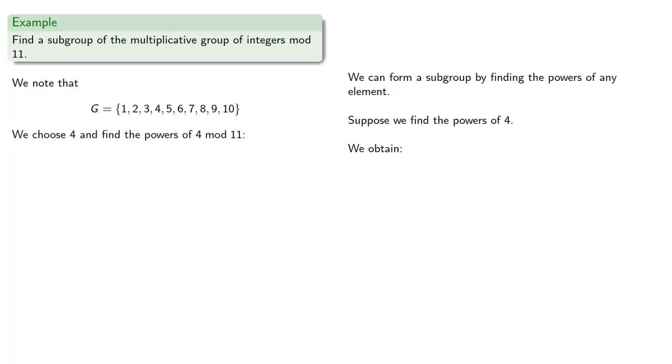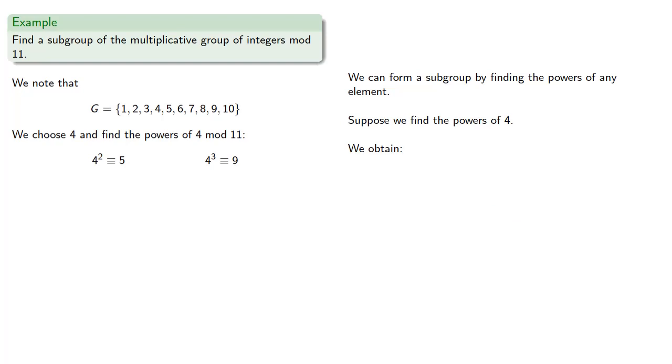So 4 to the second, that's 16, which reduces to 5. 4 to the third. Again, one of the advantages to working mod n is we never have to work with large numbers. 4 to the third is the same as 4 to the second times 4, and we know that 4 to the second is congruent to 5, and so 4 to the third is congruent to 9.